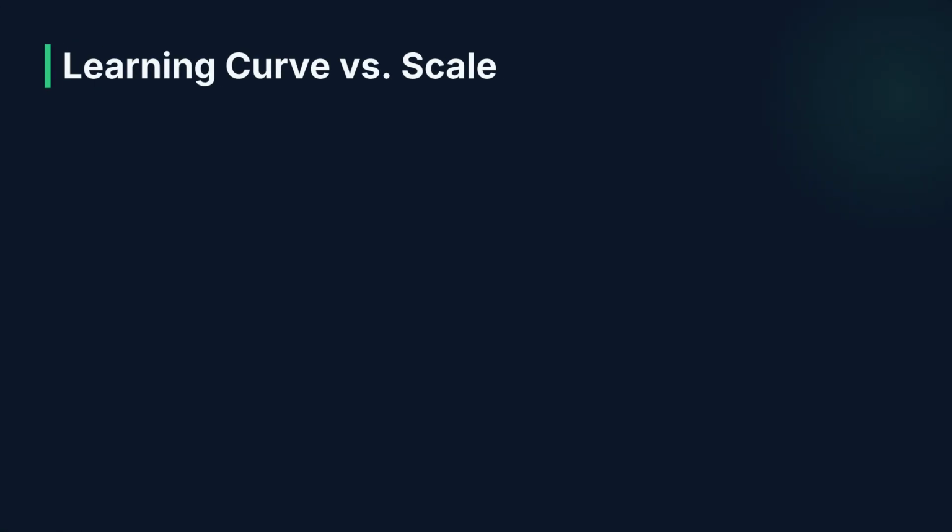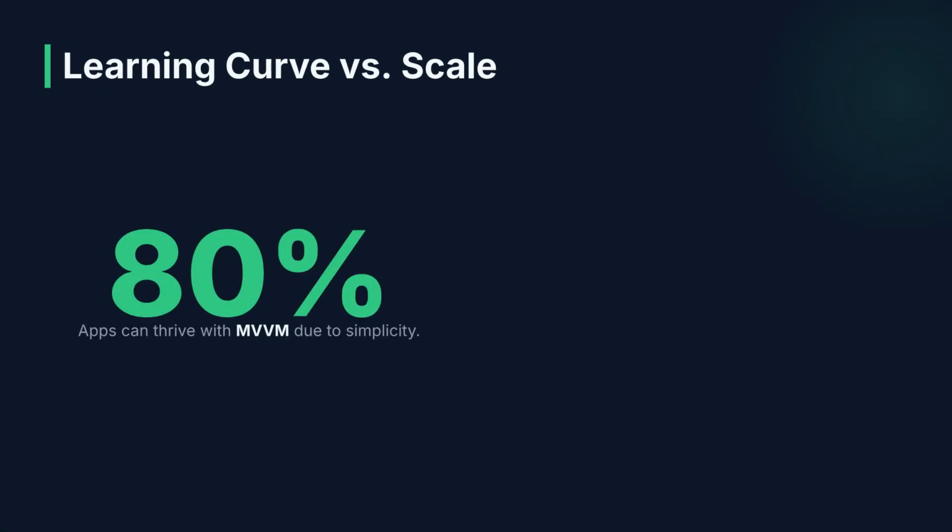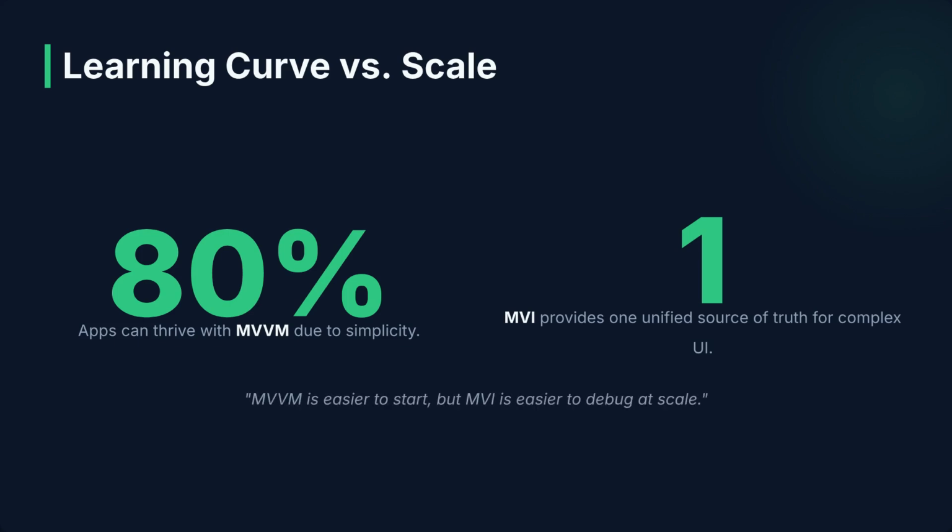When comparing the learning curve to scale, MVVM is often simpler and suitable for 80% of apps. MVI, however, provides a unified source of truth, making it easier to debug and scale complex UIs, as it is often stated that MVVM is easier to start, but MVI is easier to debug at scale.